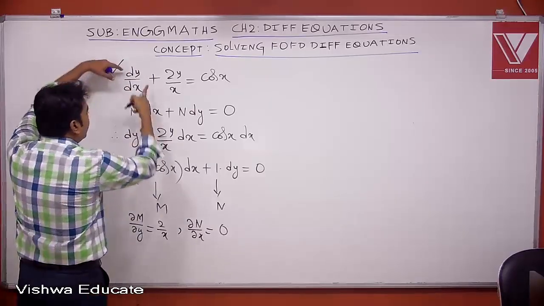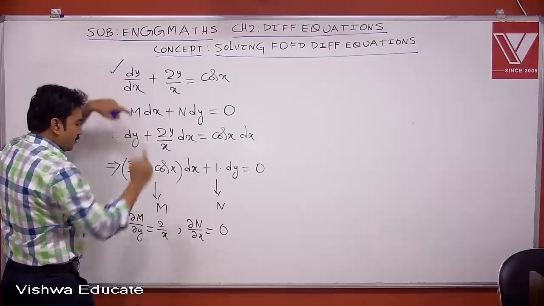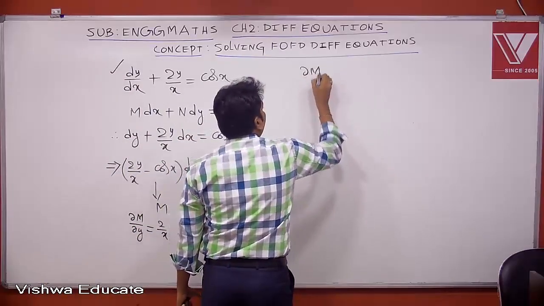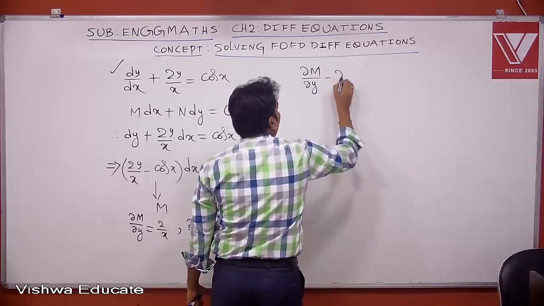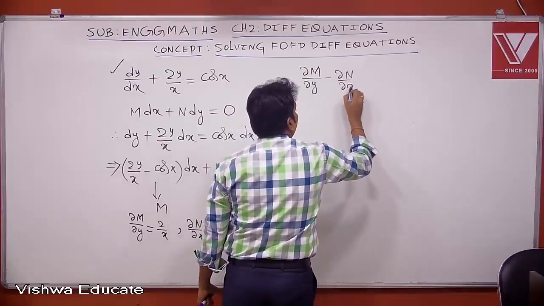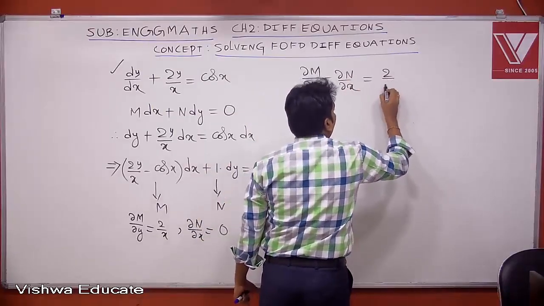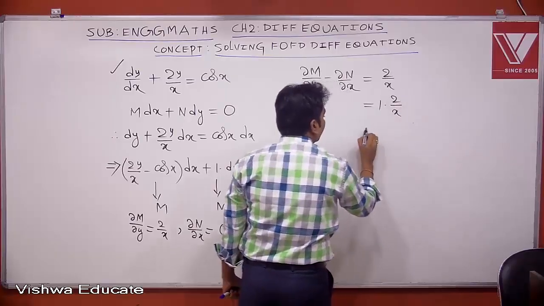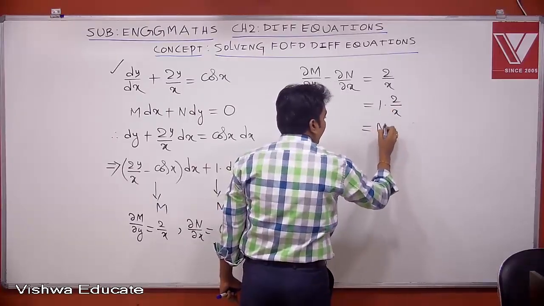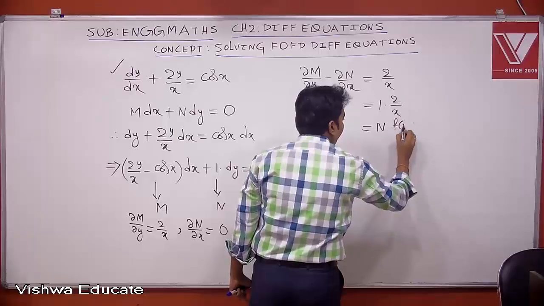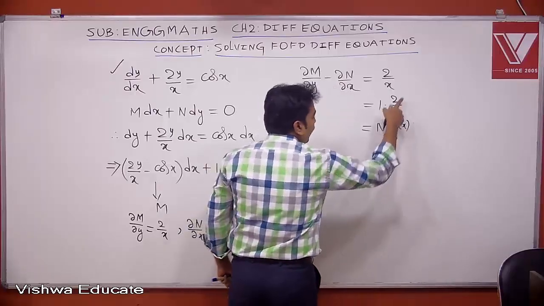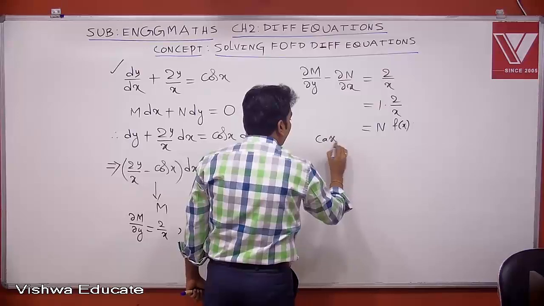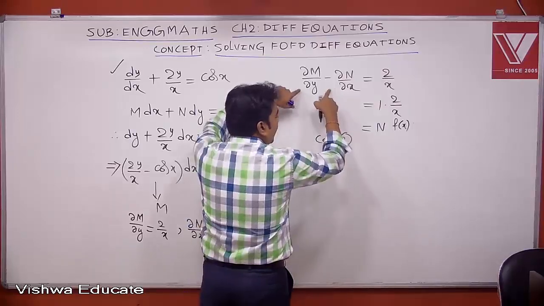Now let us try to find the integrating factor of this equation. Both are different quantities, so let us find the difference of these two: dou M by dou y minus dou N by dou x. This is 2 by x. This 2 by x we can write as 1 into 2 by x. This 1 is nothing but the N value and this is a function of x. So what is f of x? It is 2 by x. Therefore it belongs to case 3 of the non-exact model.